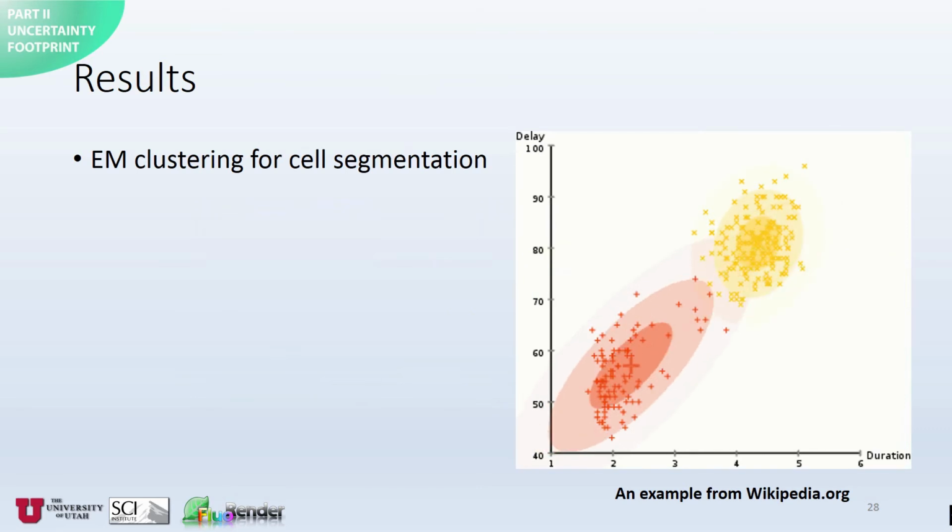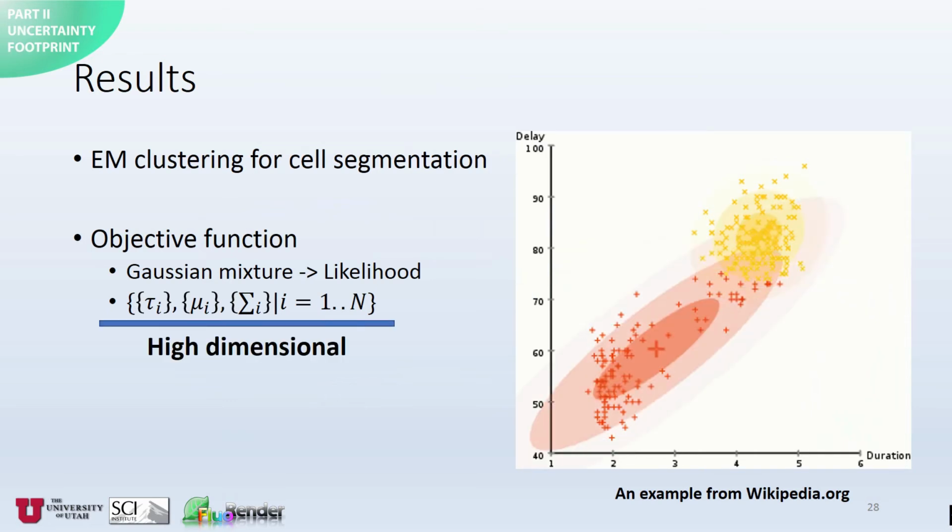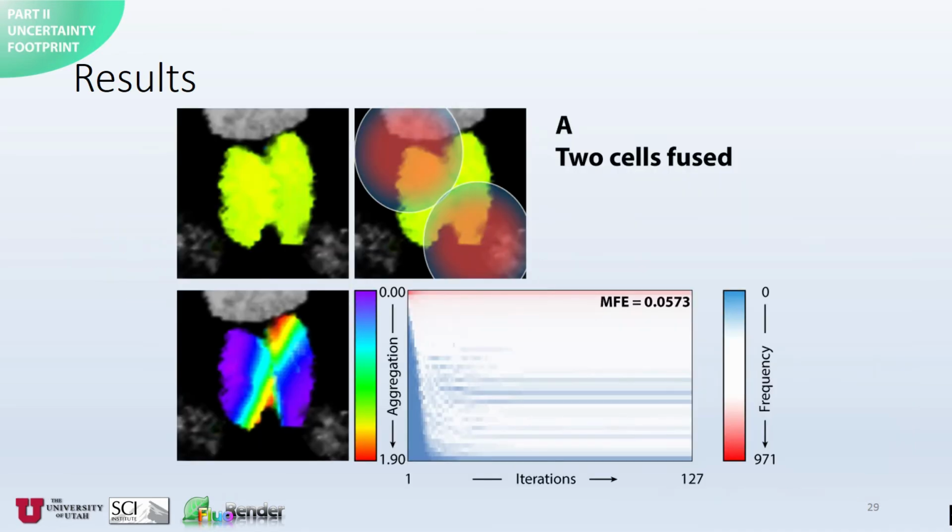The EM clustering method can be used to segment cells that are modeled with Gaussian functions. We are estimating a Gaussian mixture to maximize the likelihood of the mixture matching with the underlying voxel intensity distributions. We can see that the objective function of the optimization problem is high-dimensional. However, the uncertainty footprint can be easily computed and visualized, because we are accumulating the local likelihood changes for each voxel. Let's see several examples from real data.